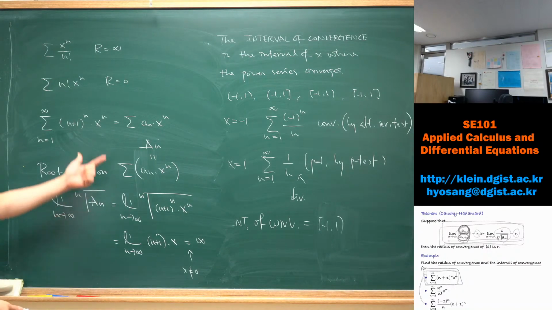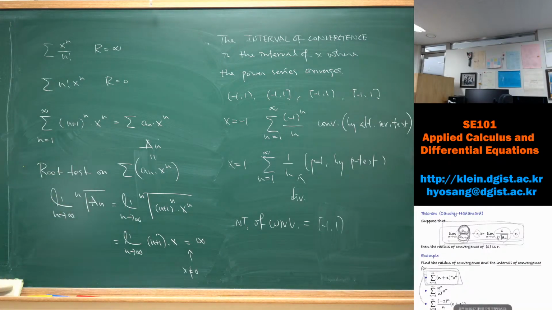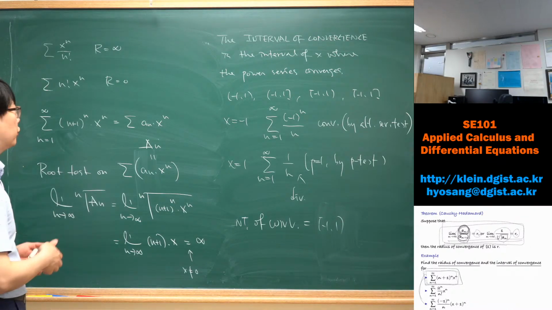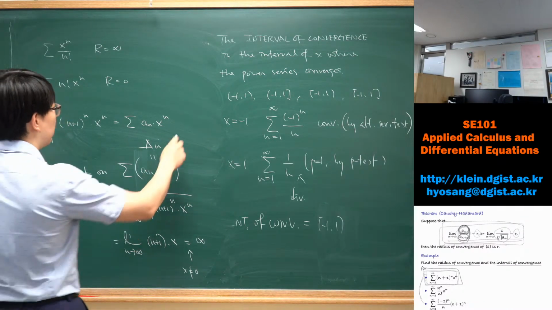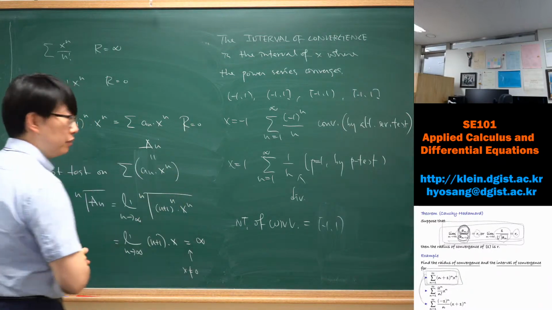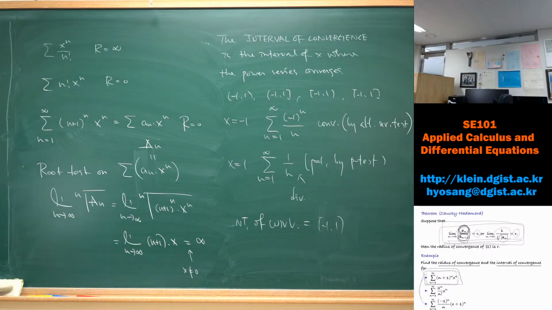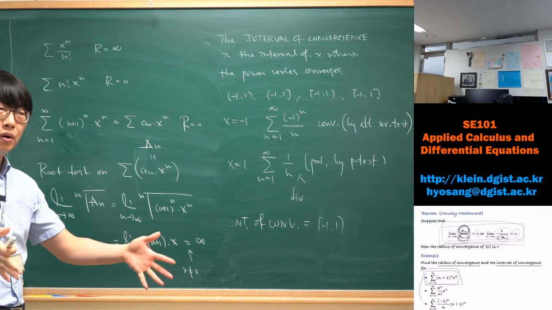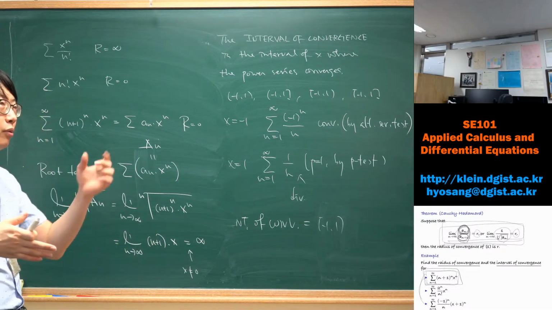This root test says that this series never converges whenever x is not equal to 0. So this series only converges at the center. So the radius is equal to 0. Okay? So if the radius is 0, there's no interval. The actual interval is the one-point set.